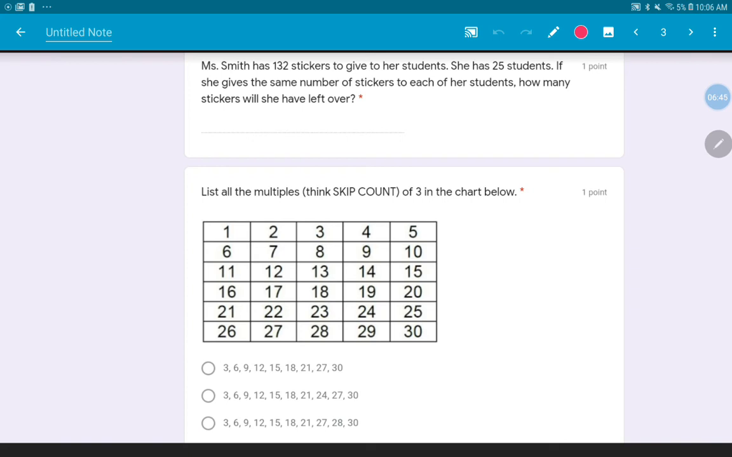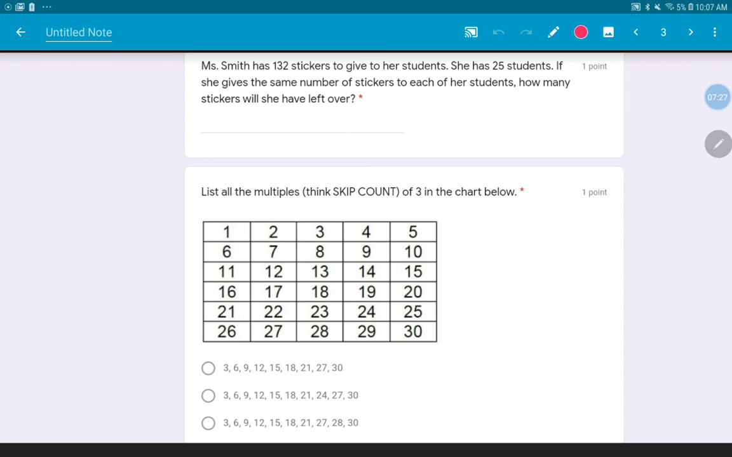All right, this next one was a little bit tricky. Mrs. Smith gave 132 stickers to her students. She has 25 students. If she gives the same number of stickers to each of her students, how many stickers would be left over? I didn't read it right, so I put 132 minus 25. Okay. So let's think about what's happening. She's giving each student the same number of stickers. So what are we doing? What operation? Subtracting.